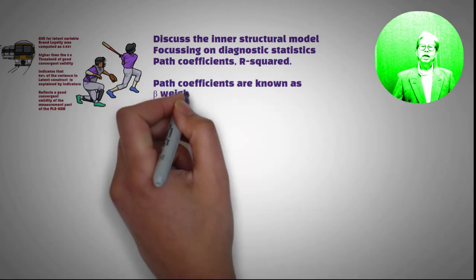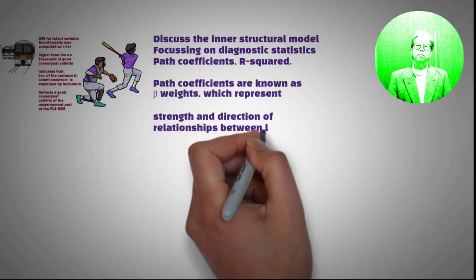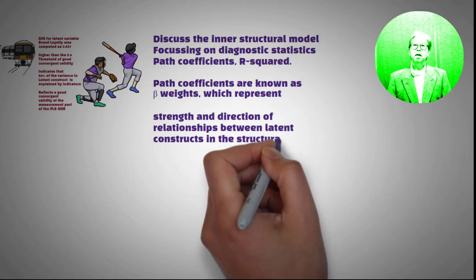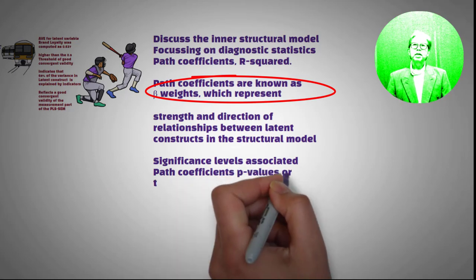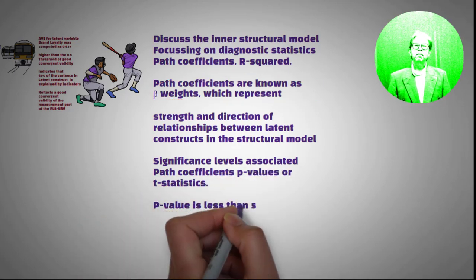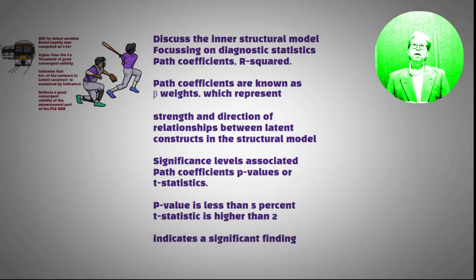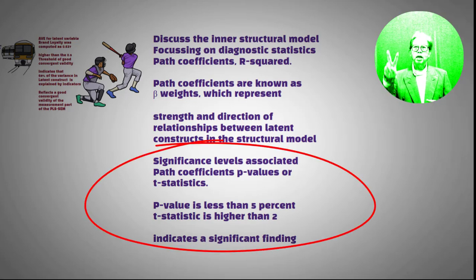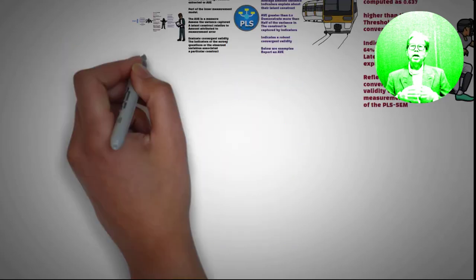Today I will also discuss the inner structural model, focusing on diagnostic statistics such as path coefficient and R-squared. Path coefficient is also known as beta weights, which represent the strength and the direction of the relationship between latent constructs in the structural model. The significance levels associated with path coefficients are: the first one is p-values, the second one is t-statistics. If the p-value is less than 5% or the t-statistic is higher than 2, it indicates a significant finding.